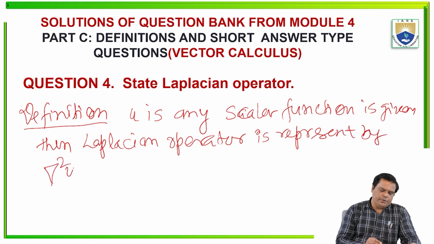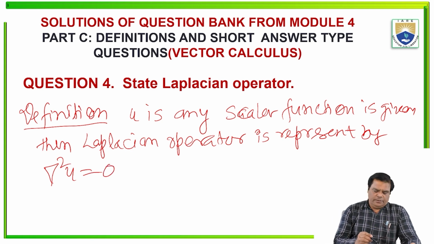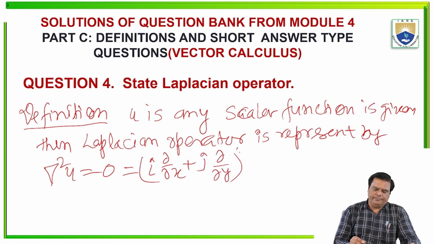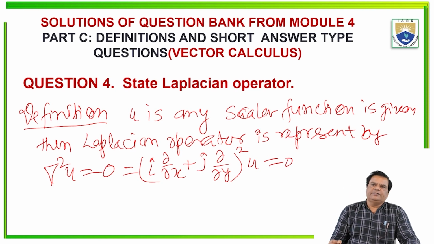del square u is equal to 0. This equals (i ∂/∂x plus j ∂/∂y) whole square, u equal to 0. u is a two-dimensional function, not a three-dimensional function. In the Laplacian operator, del is always taken up on a two-dimensional function.